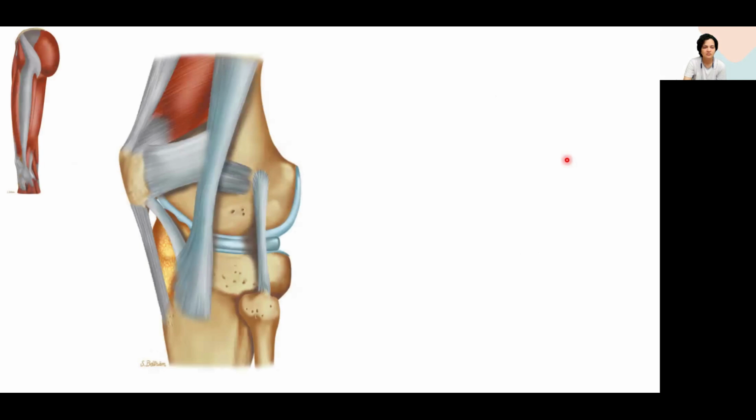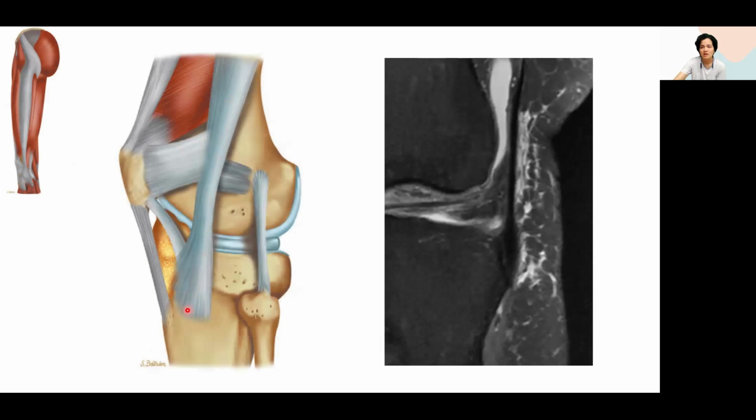Let's see this graphic, which is showing another important structure on the lateral aspect, that is the iliotibial band or iliotibial tract, which attaches over the Gerdy's tubercle. In runners, cyclists and persons involved in athletic activities, they can have friction between the iliotibial tract and the lateral femoral condyle, which is known as runner's knee.